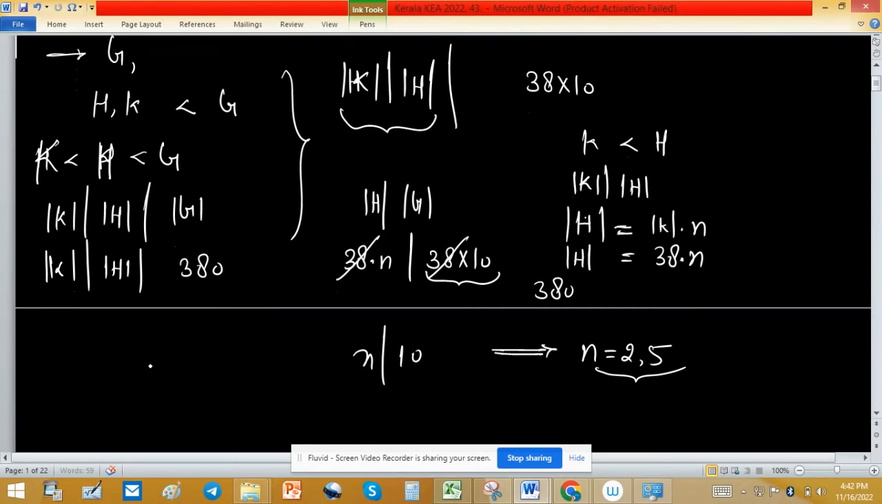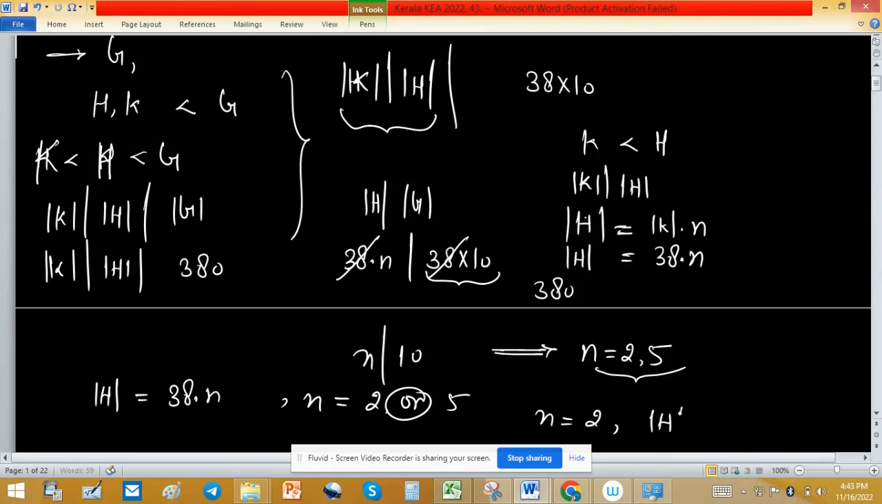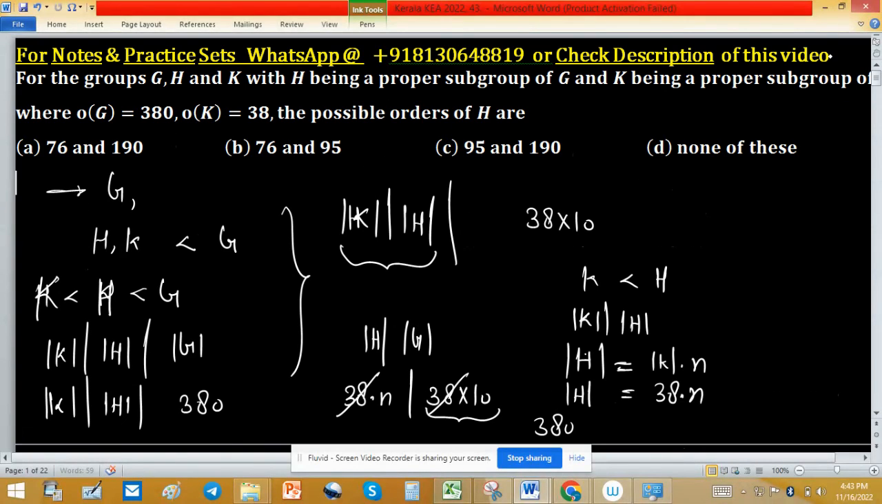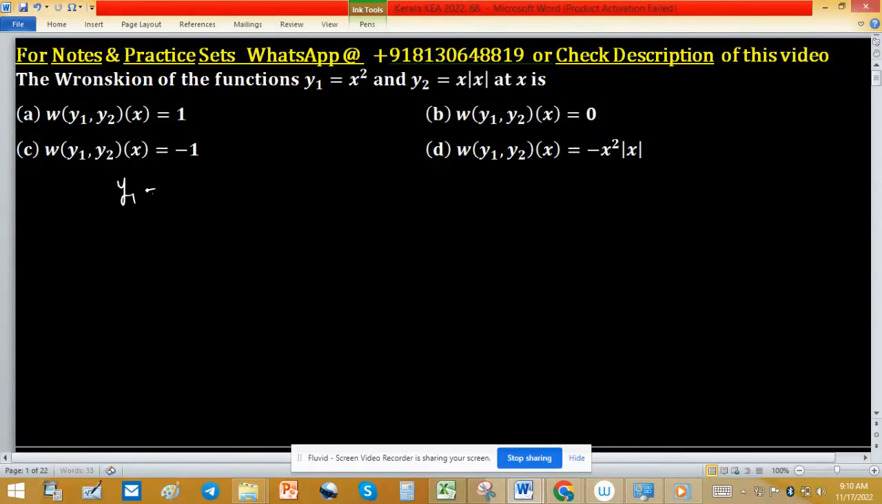So order of H will be 38 into n, where the value of n is 2 or 5. When n equals 2, then order of H will be 38 into 2, which means 76. When n equals 5, then order of H will be 38 into 5 equals 190. Now which option is giving this result? Option A is correct.